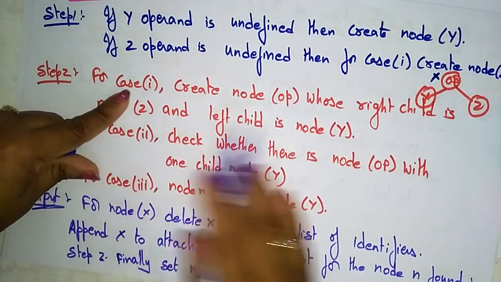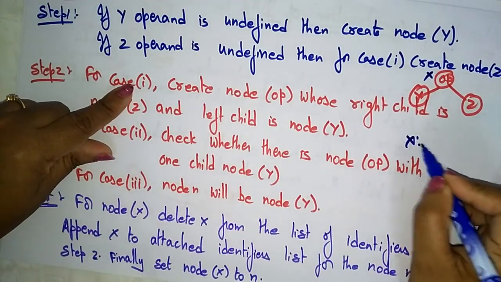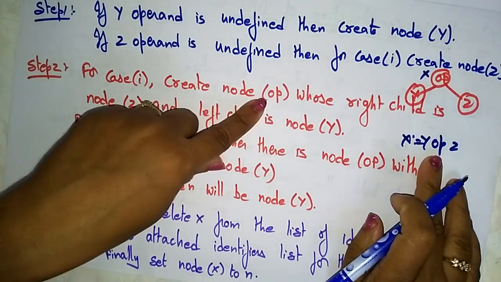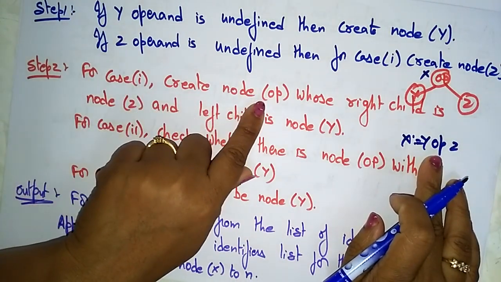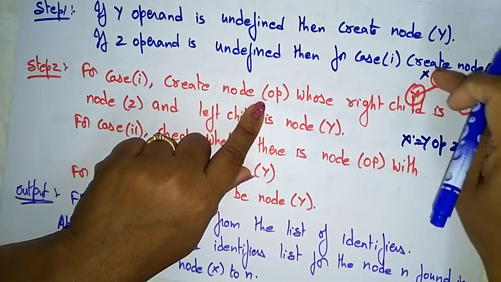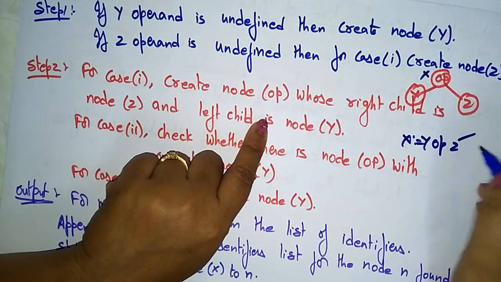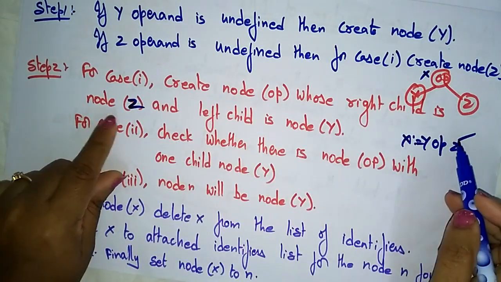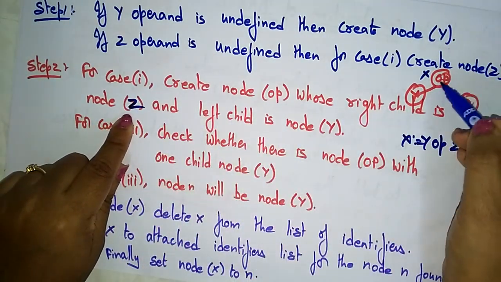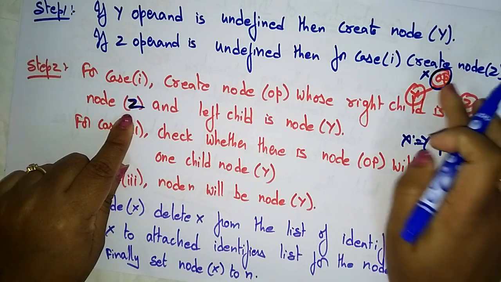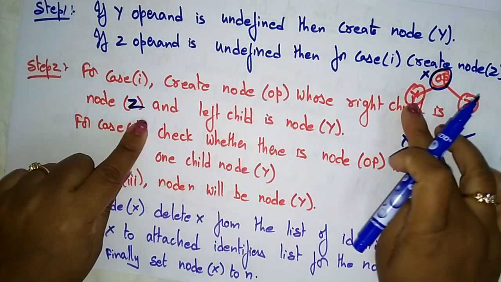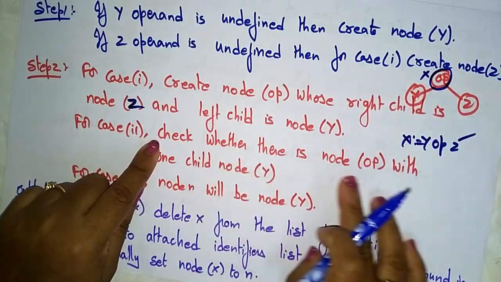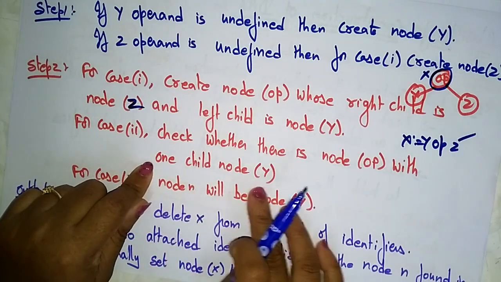Case 2. For case 1, that is x is equal to y operator z. So in the case 1, create an operator OP whose right child is node z and the left child is the node y. So node z. Okay, so not 2, it is z. So you have to create an operator. This is the operator whose right child is z and the left child is y. So that I created.